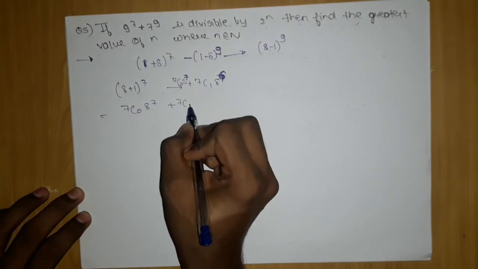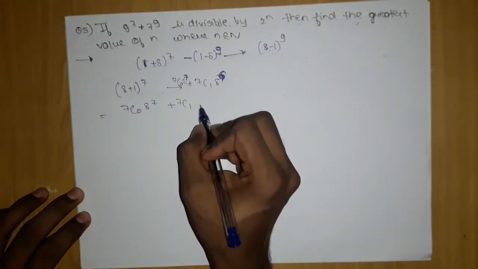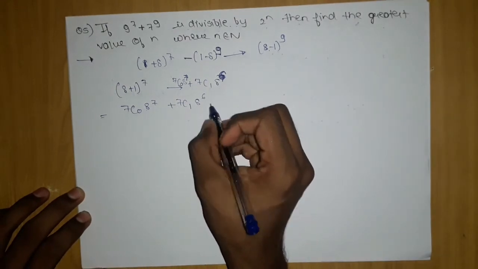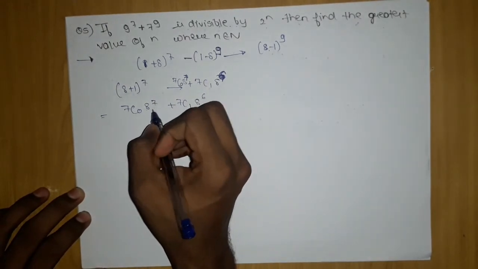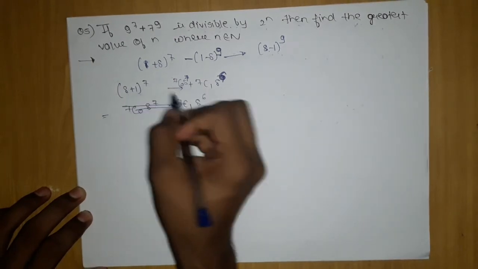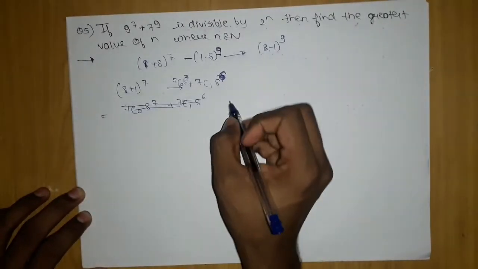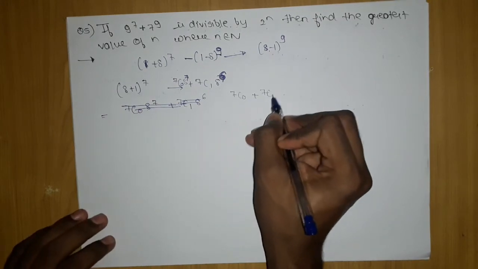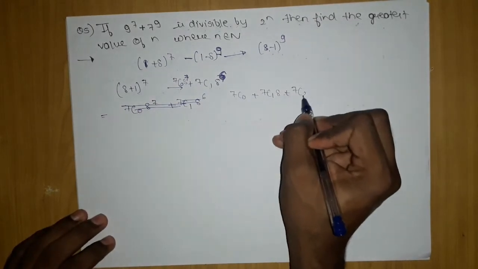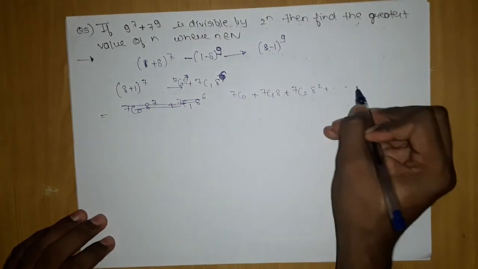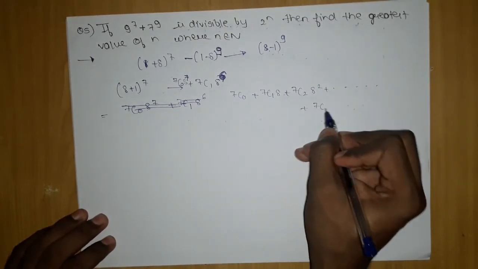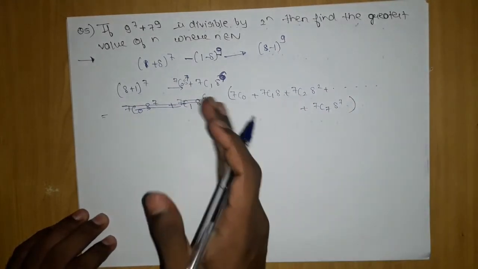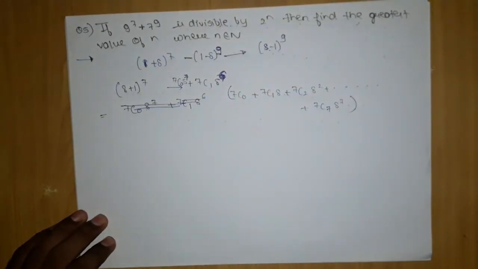Then 7c1, it will be 8 power 6. And after this, okay, I have made a mistake. I have done the opposite expansion. Now 7c0, 7c1 will be 8, 7c2 will be 8 square, and this will go on till 7c7, which will be 8 power 7. So you can clearly see how easy it was to write 8 power 1, 8 power 2, 8 power 3, and so on.